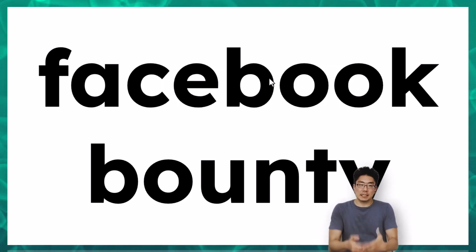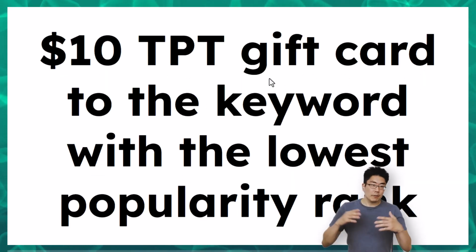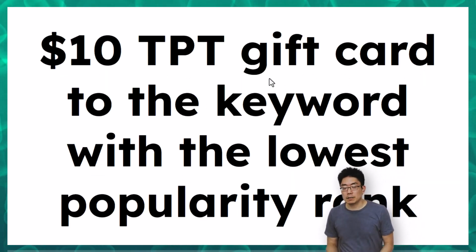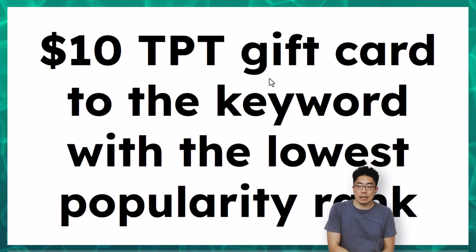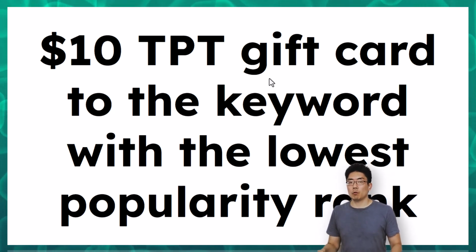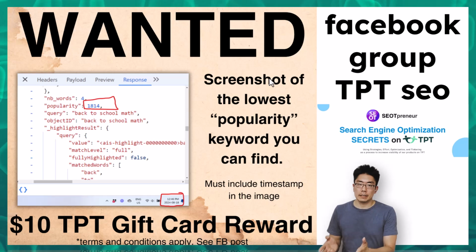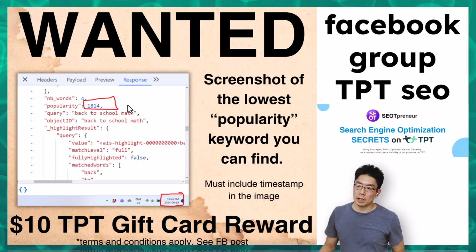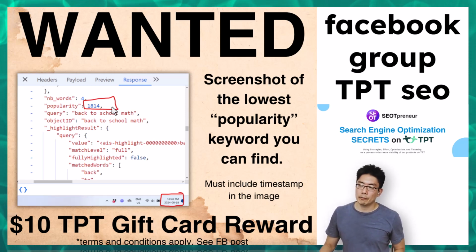Not a lot of people entered the email bounty, so I thought I would try something different and offer this bounty on Facebook. So I'm giving away a $10 TPT gift card to the person who can find the keyword with the lowest popularity rank, upload a screenshot of it into Facebook. So the screenshot here in the wanted poster, I can see the popularity rank for this is 1814 for back to school math.